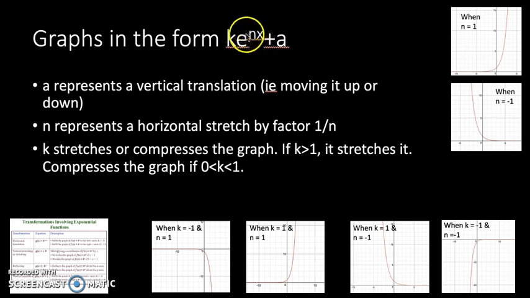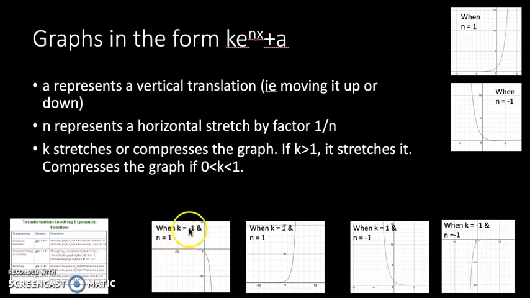The n here in the exponent represents a horizontal stretch by a factor of 1 over n. The k at the front here is a vertical stretch instead of a horizontal stretch. So when k is bigger than 1, it's being stretched, but the graph will be compressed if k is in between 0 and 1.